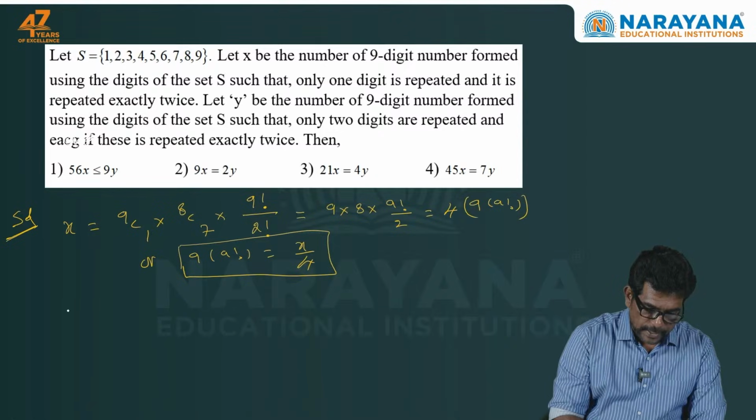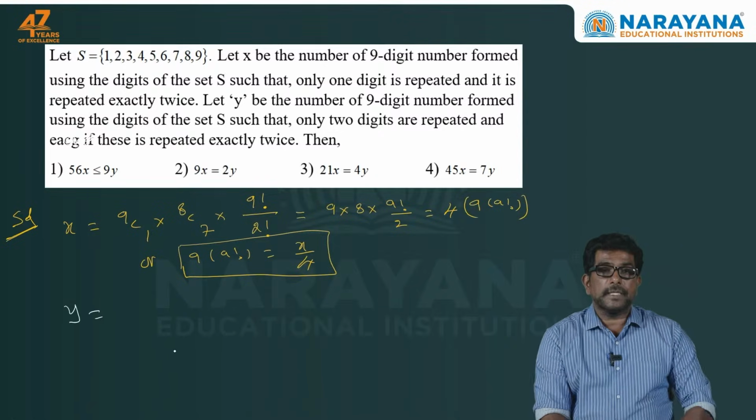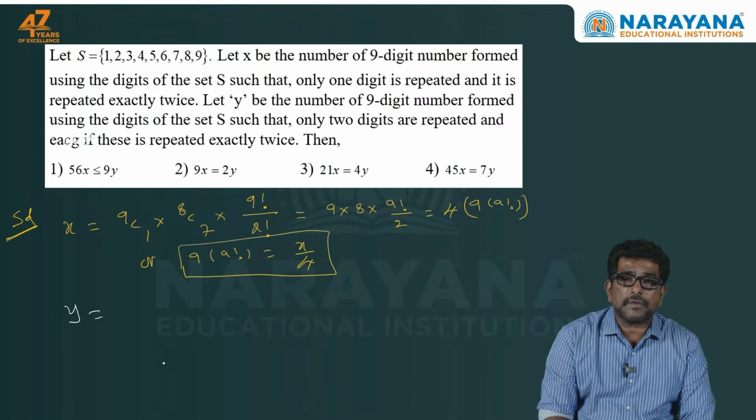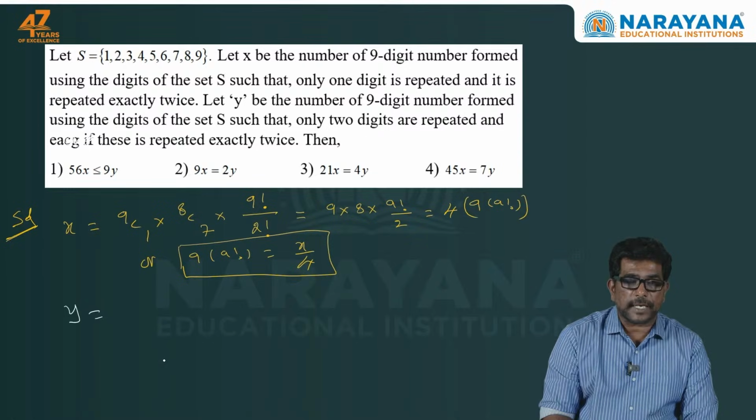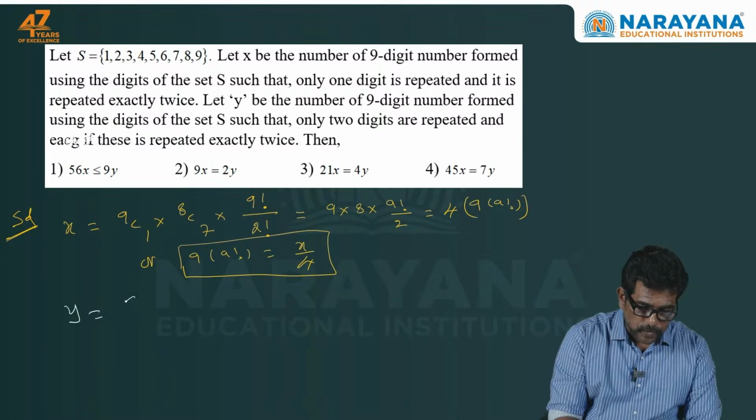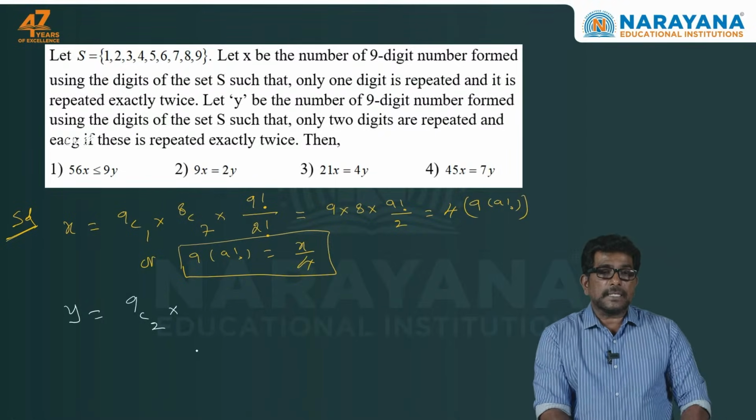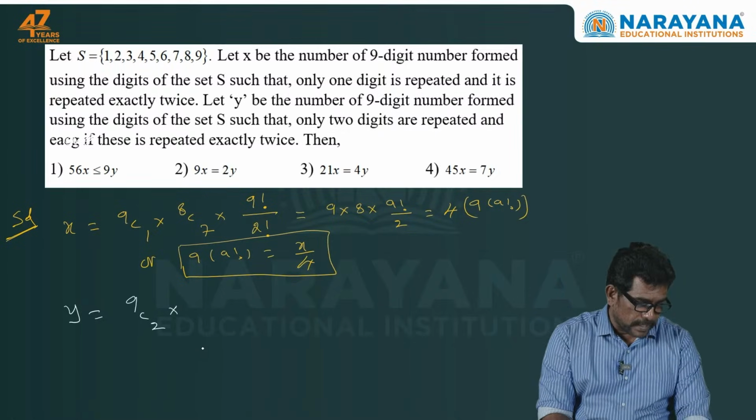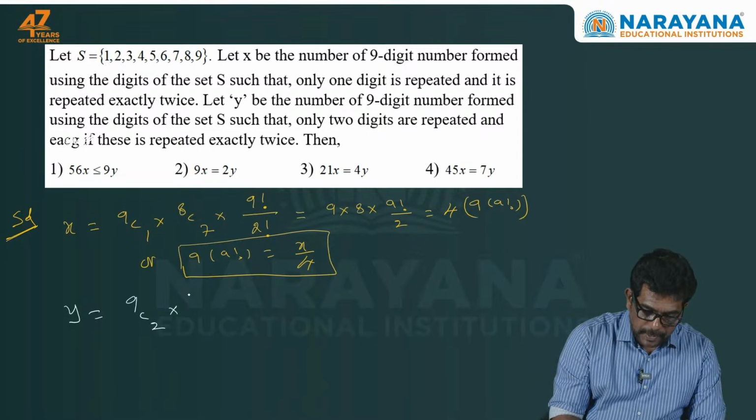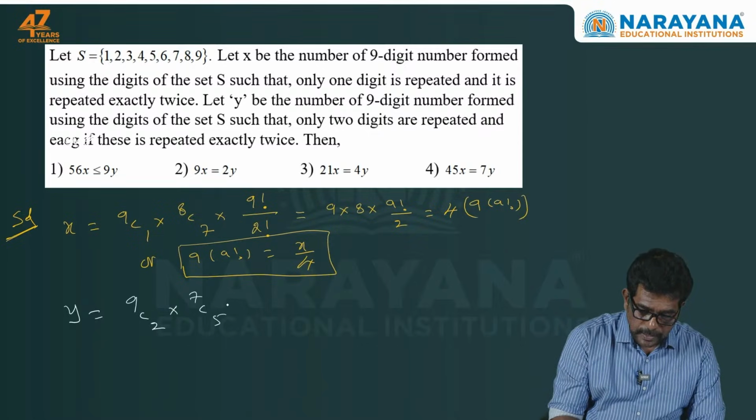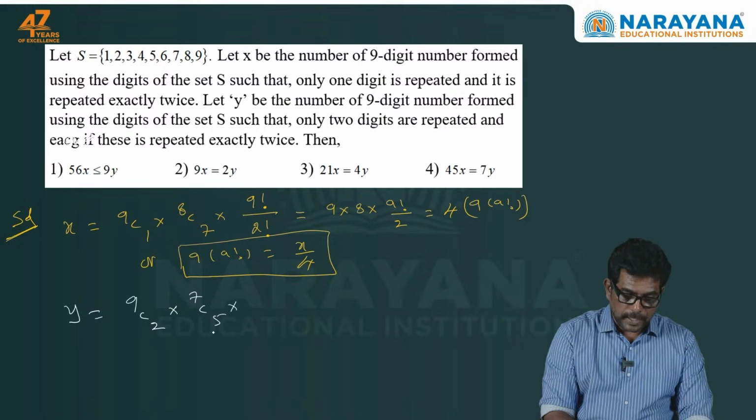We are going to calculate Y, which represents the number of 9-digit numbers formed by using the same digits, but 2 digits are repeated exactly twice. That's why first I am going to choose 2 digits out of 9 in 9C2 ways, and from the remaining 7 digits, we are choosing 5 only.